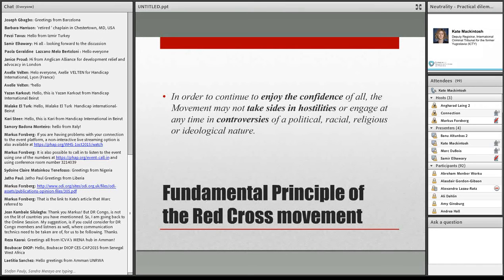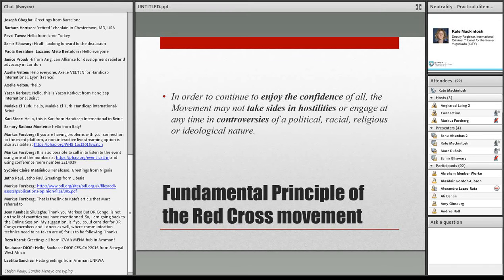Okay, returning to the definition, let's look at the first prong of that definition. Neutrality is also defined as not taking sides in hostilities. What does this mean? It's fairly obvious that a humanitarian organisation will lose its neutrality if it takes up arms in a conflict. So what else can this principle contain?